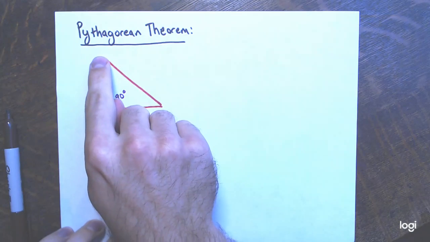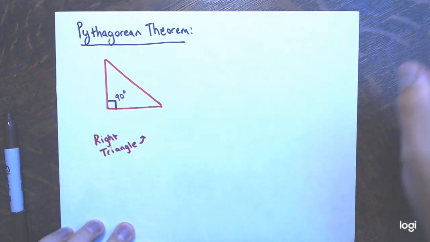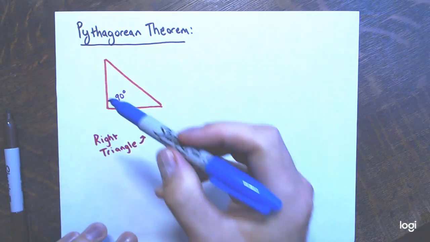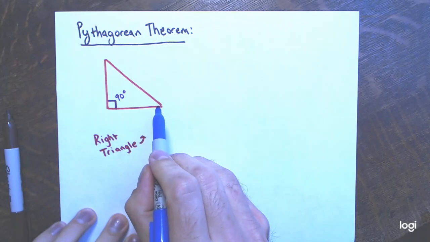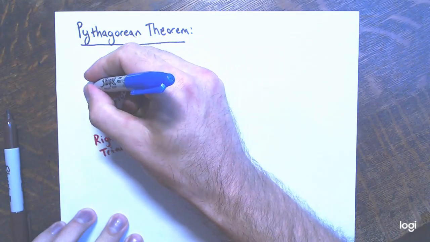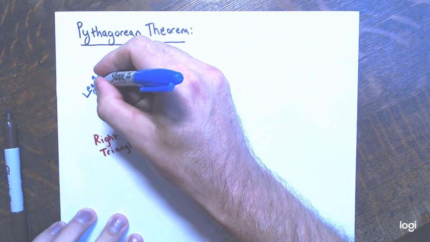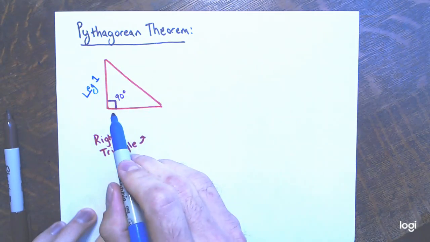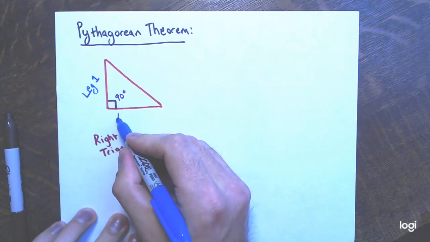All right. The two sides, there are some special names you're going to need to know. The two sides that form the 90-degree angle, so this side here and this side here, are called the legs of the triangle. So I'll say that this side is leg 1, going up and down here. And then this other side that also forms the 90-degree angle, it's leg 2.